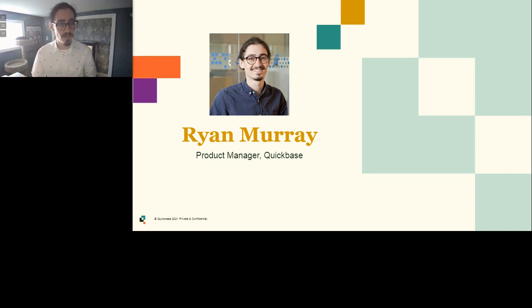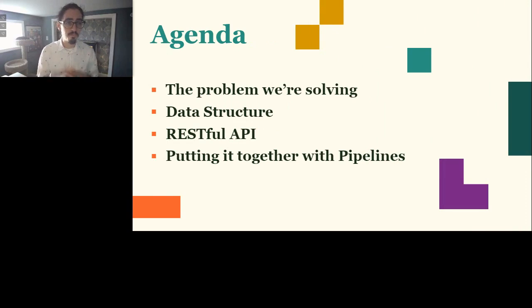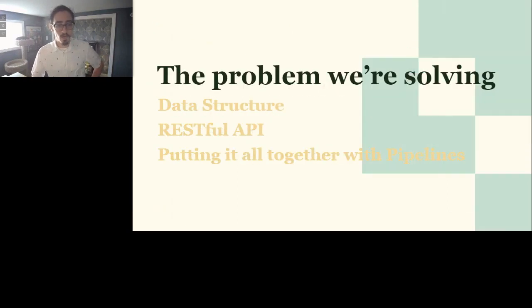So let's go over the agenda today. We're going to start with the problem that we're solving. We'll go into the data structure, so how we can build a Quickbase table and relationships that's conducive to this type of reporting. We'll talk a little bit about the RESTful API and how we'll be using this to generate the response that we need to create our data structure. And then we're going to put it all together with pipelines. Cool. So action-packed agenda.